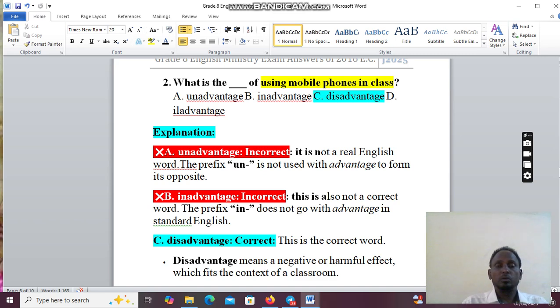When we come to the explanation of each choice, an advantage is incorrect because it is not a real English word. The prefix an is not used with advantage to form its opposite. We never say an advantage.